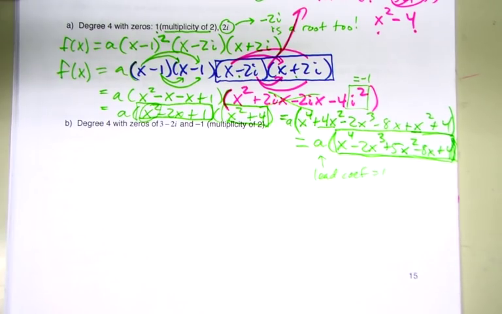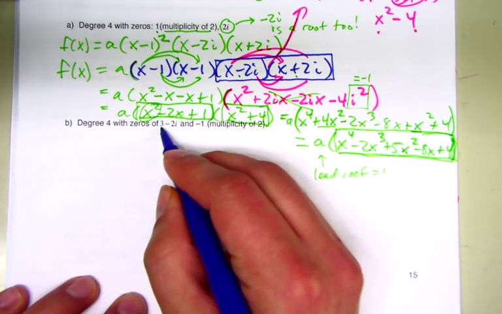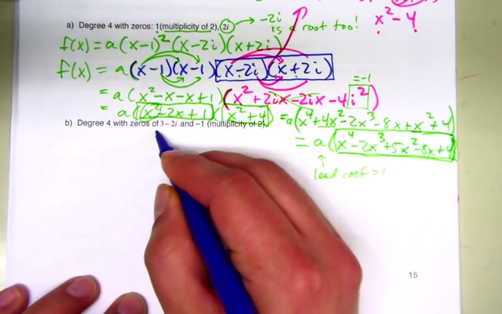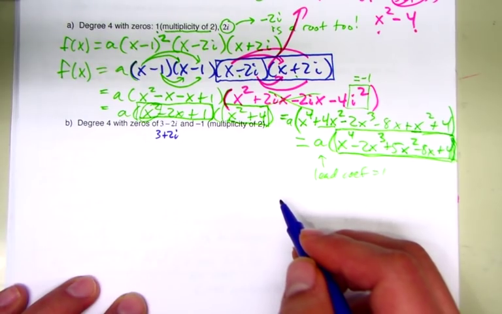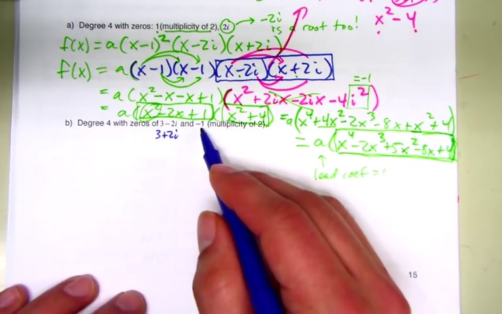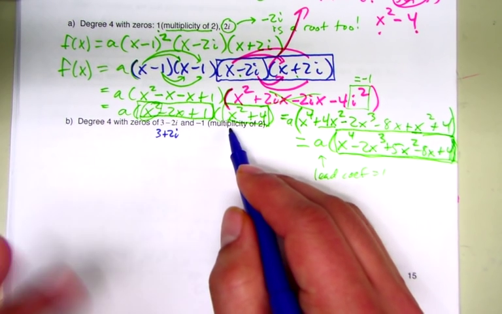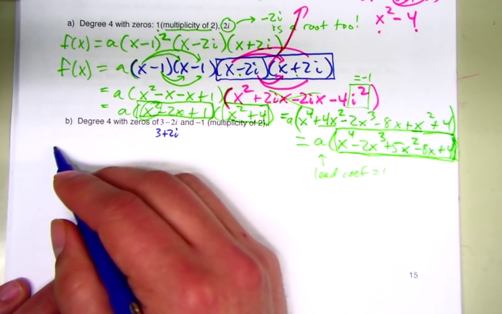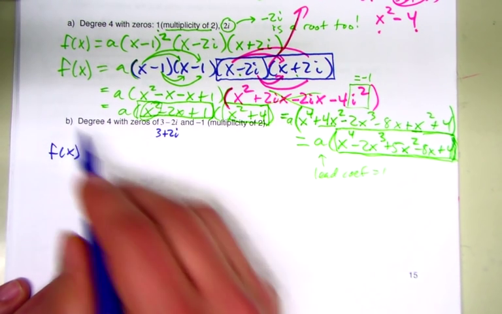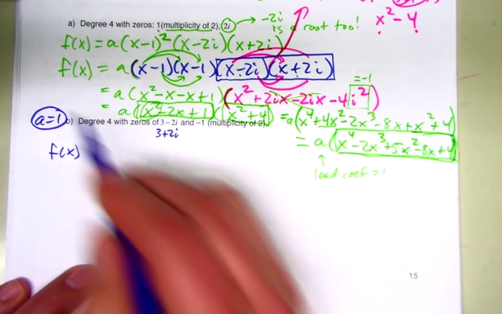Now, if 3 minus 2i is a zero or a root, that means 3 plus 2i is also a root. Negative 1 has a multiplicity of 2, so that takes care of the other root. So let's write out the factors. And let's just assume here that a is 1. Okay?